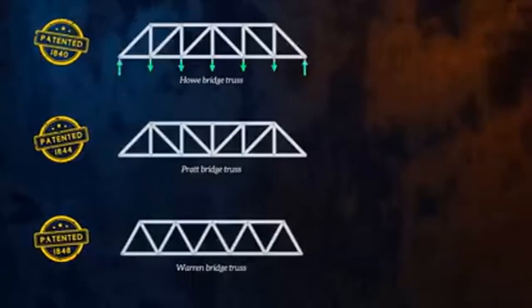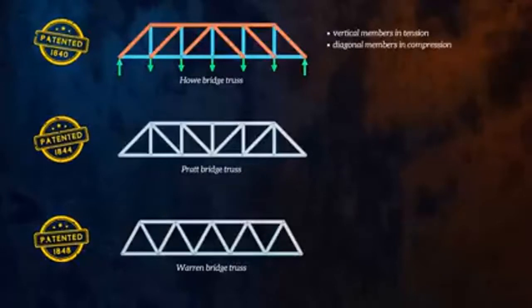We can see that its vertical members are in tension, and its diagonal members are in compression. Members in compression usually need to be thicker than members in tension to reduce the risk of buckling. This means that the Howe truss isn't very cost effective, since the diagonal members, which need to be thicker, are quite long. The Pratt truss addresses this issue.